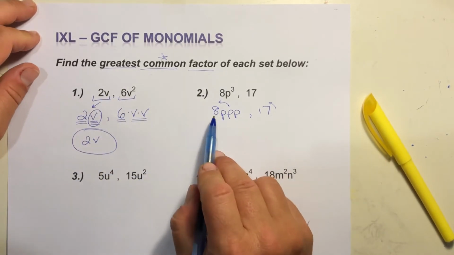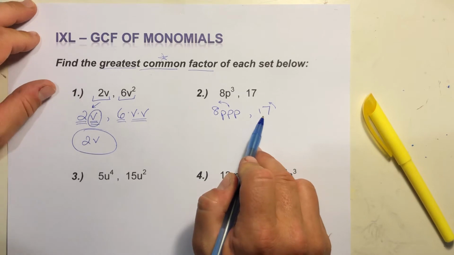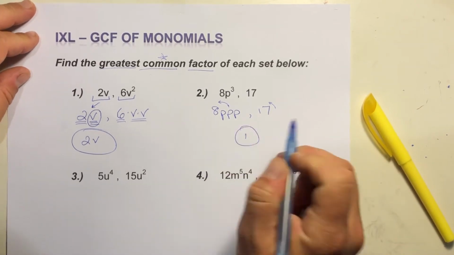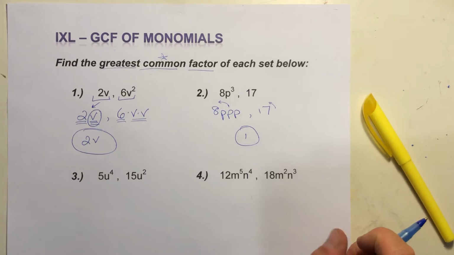As a matter of fact, what can I divide into 8 and 17? Oddly enough, guys, the greatest common factor is 1. That doesn't have anything else in common.